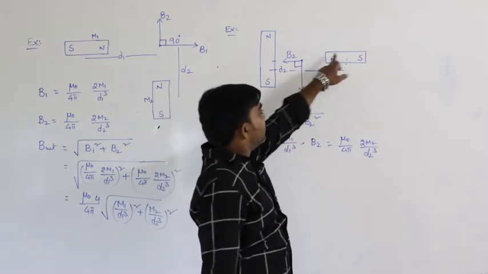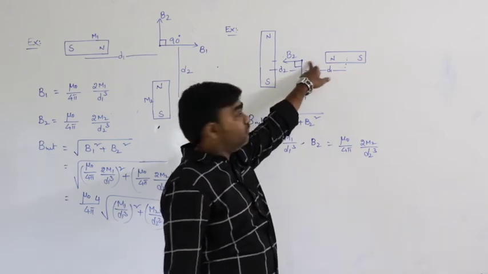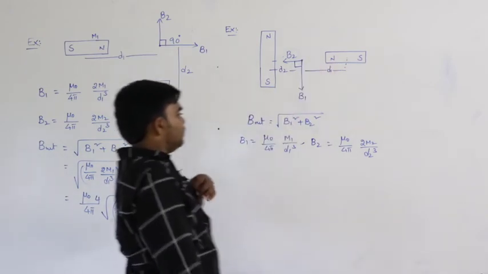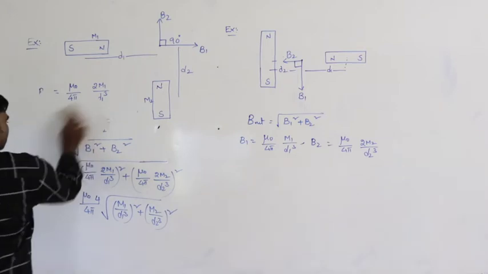Because for this magnet this is the axial point. So that is the concept. Based on this we can find the magnetic field due to magnets at different points.